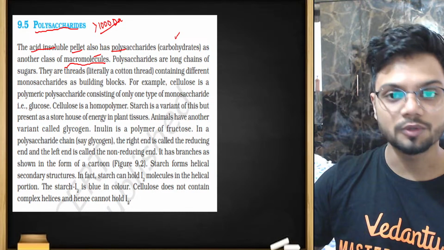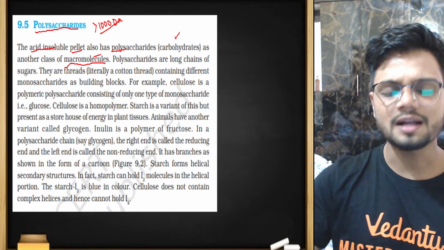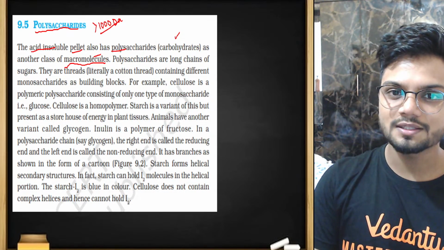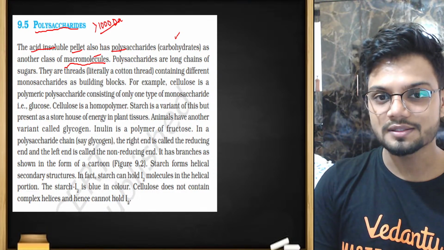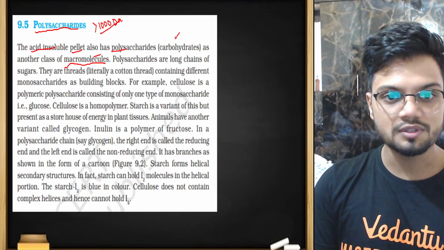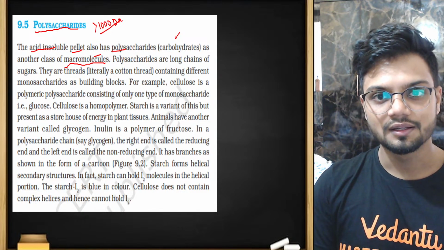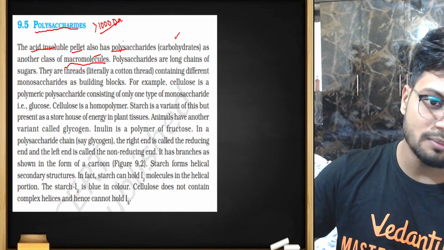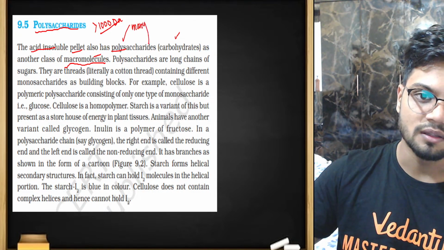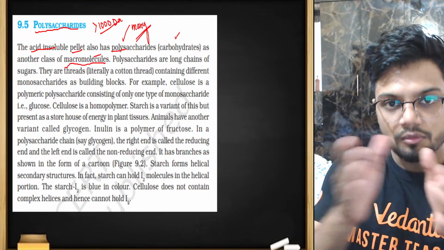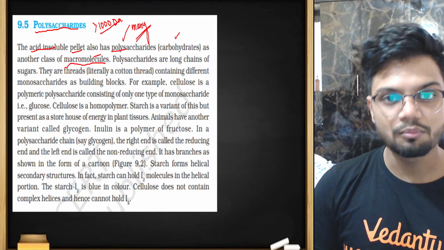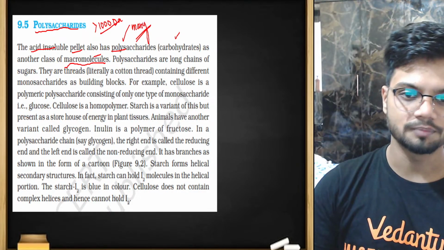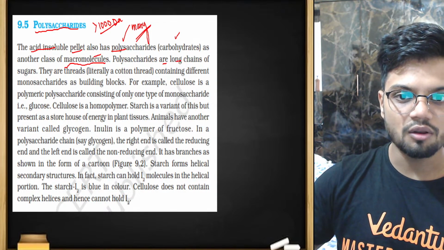Now you can argue here, sir, in carbohydrates don't we have monosaccharides, disaccharides, oligosaccharides? Remember, students, most of your monosaccharides and disaccharides will be found in the filtrate. But poly means many. So if many monomeric units are joined, obviously the molecular weight is higher, and that is why polysaccharides are found in the retentate on top. Polysaccharides are long chains of sugars.